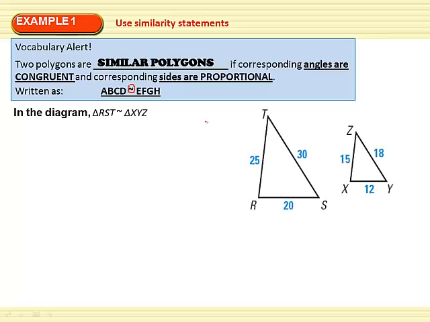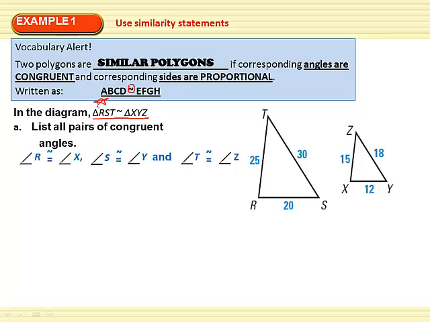So I have my first diagram, and I tell you in the first part of it, I say that triangle RST is similar to triangle XYZ, which means that I can label all the congruent angles. I can actually just look at the statement here and read off what the congruent angles are. So R is similarly positioned to X, so they're congruent. S is similarly positioned to Y, so those are congruent. And T is similarly positioned to Z, so those are going to be congruent.